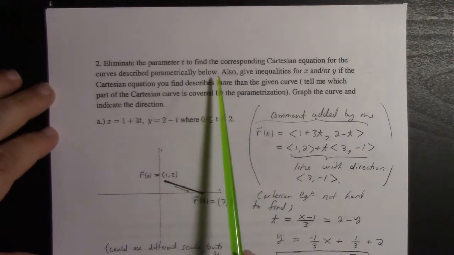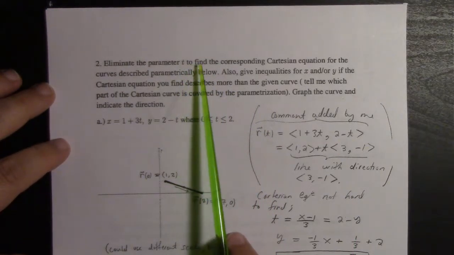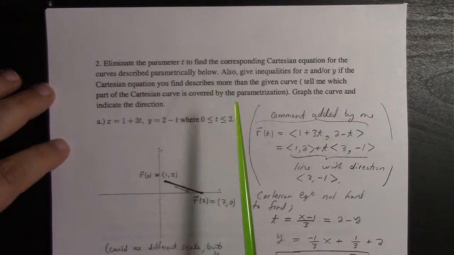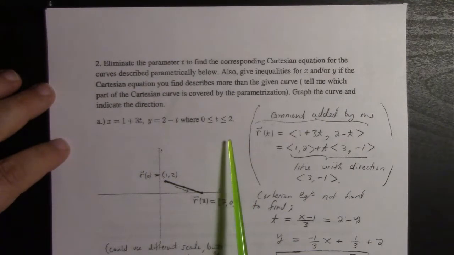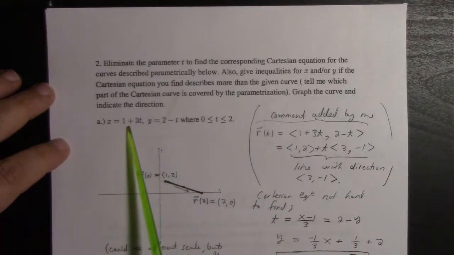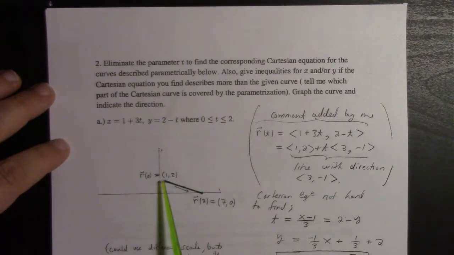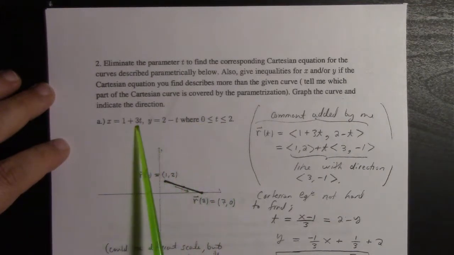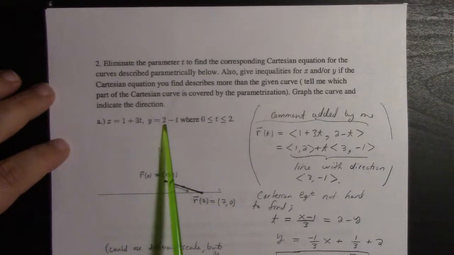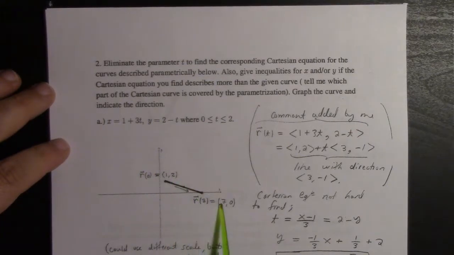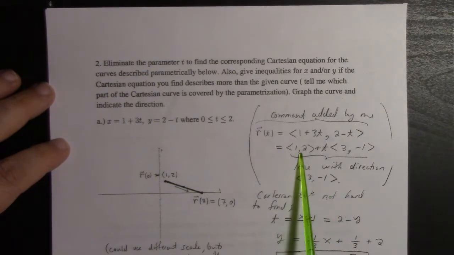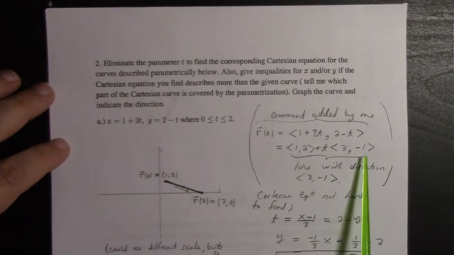Next up here, I am asked to eliminate the parameter t to find the corresponding Cartesian equation for the curve described parametrically below, and also to give inequalities for x and y, if necessary, to explain. So here, I give them a parametrization of a line segment actually, which I plot down here. Plug in 0, you get (1, 2). Plug in 2, you get 1 plus 6, which is 7, and 0, so we get (7, 0), the end point. And of course you could also look at this in terms of vectors and see directly that the base point is (1, 2) and the direction vector is (3, -1).